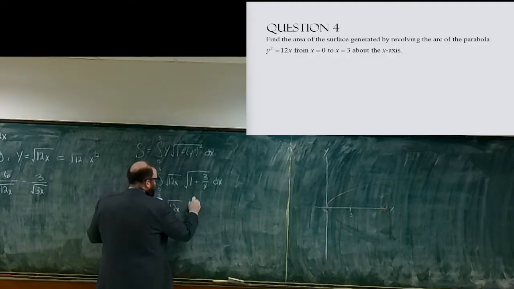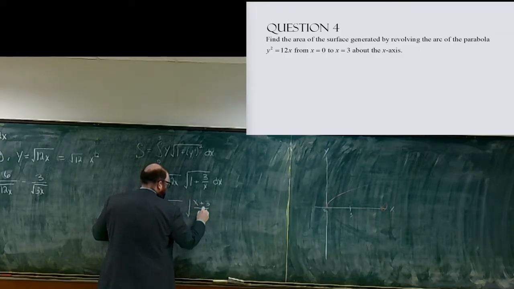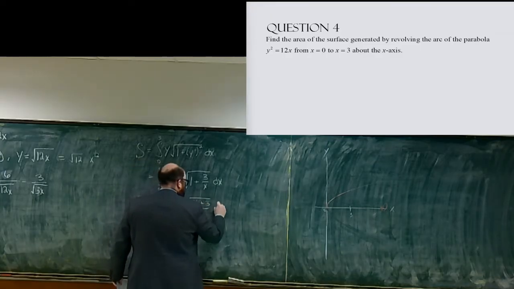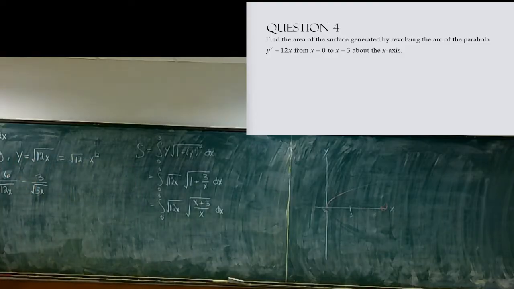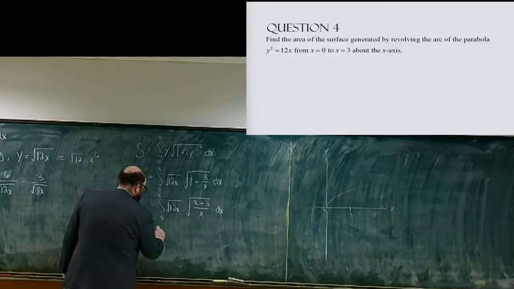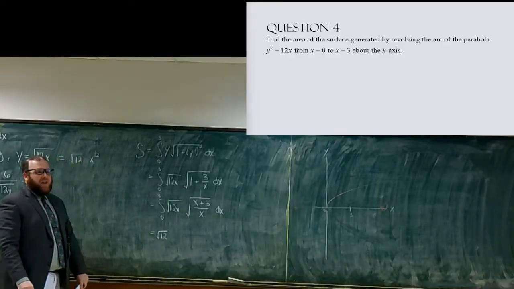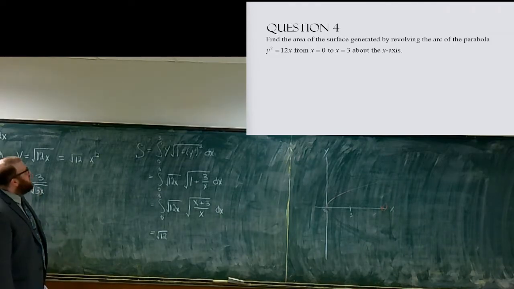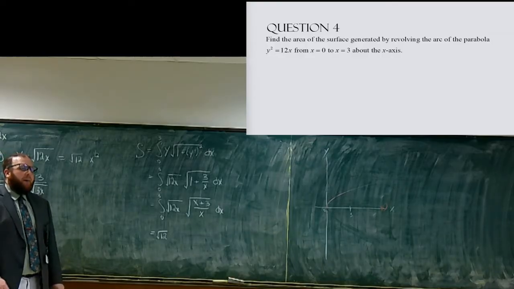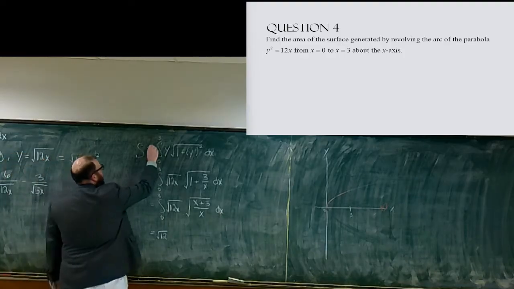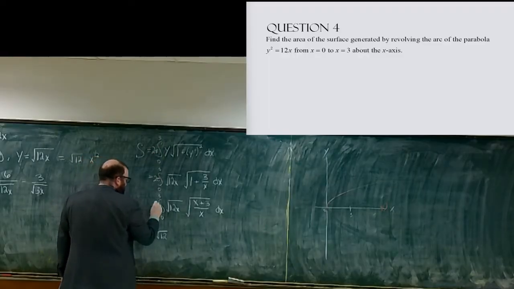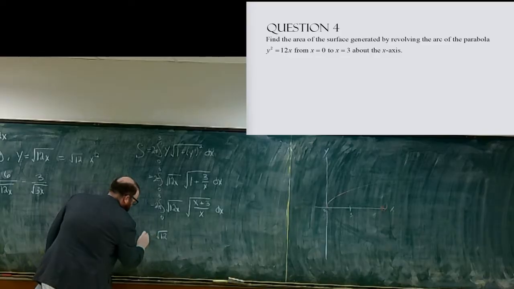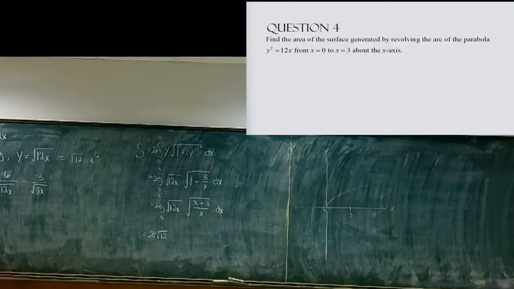Write that as a single fraction. Square root of 12 is a constant, I'm going to factor it out. Oh my God, I always do this. I forgot the 2 pi in front. Thankfully, that doesn't mess anything up yet. Just add it.